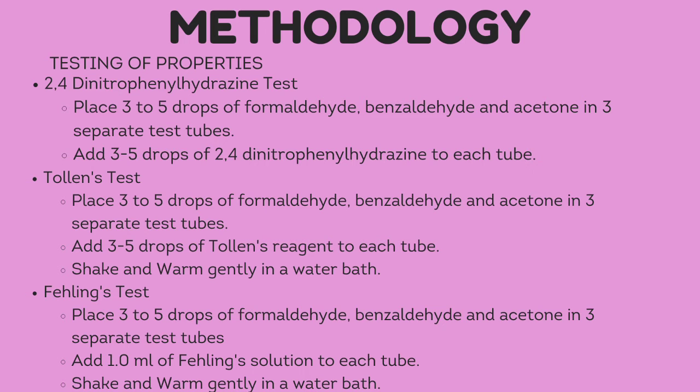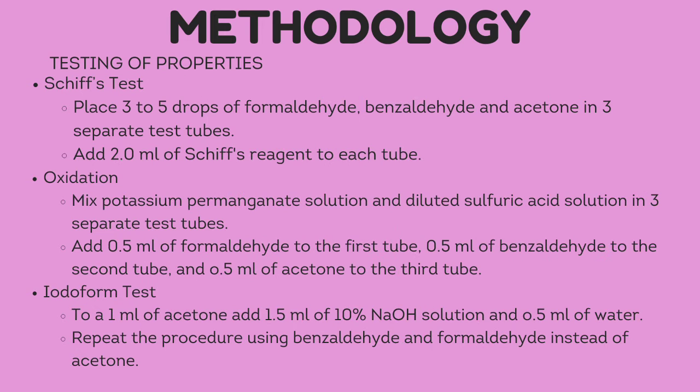Next is the Fehling test. Same procedure, but instead of freshly prepared Tollens reagent, we add 1.0 mL of Fehling solution to each tube, shake, and warm it gently in a water bath for 3 minutes. Next is the Gibbs test. We place again 3 to 5 drops of formaldehyde, benzaldehyde, and acetone in 3 separate test tubes and add 2.0 mL of Gibbs reagent to each tube.